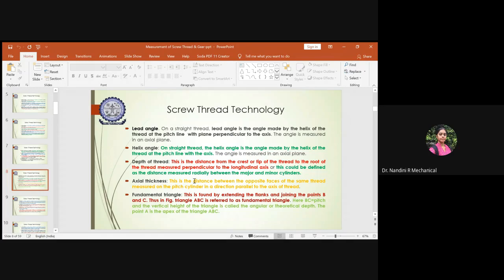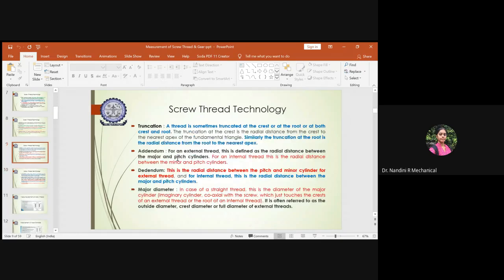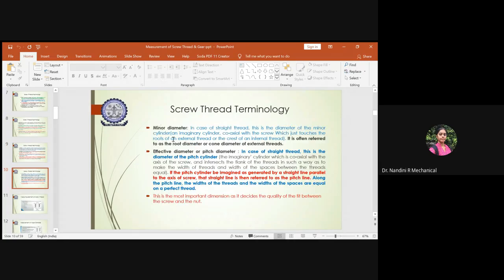Then also we dealt in depth with what you mean by lead angle, helix angle, depth of thread, axial thickness, addendum, dedendum, major diameter, minor diameter. Effective diameter is very important in screw thread terminology. We also dealt with what you mean by the effective diameter, which is also called the pitch diameter, and how to measure it as well.